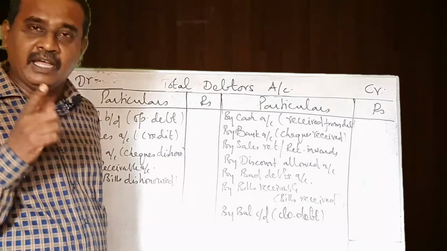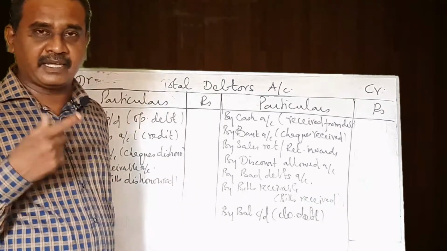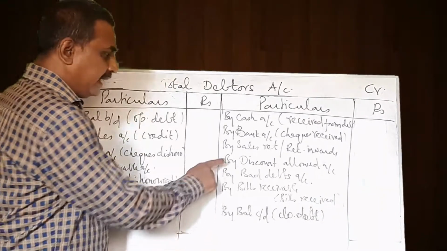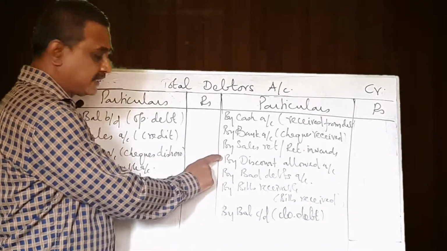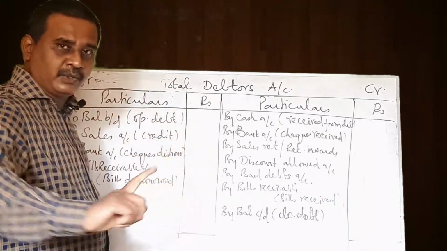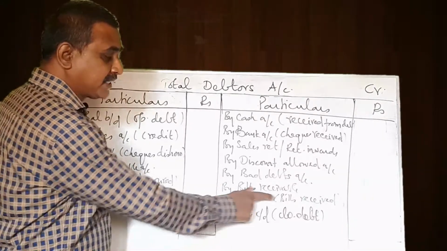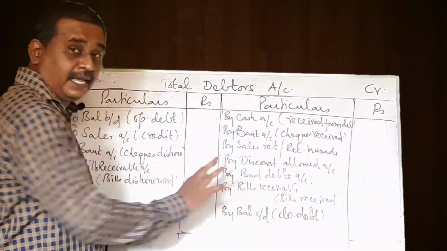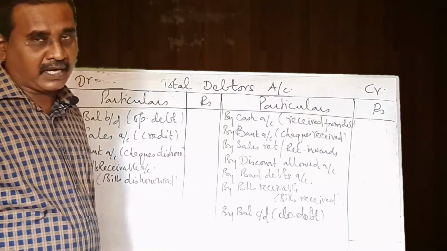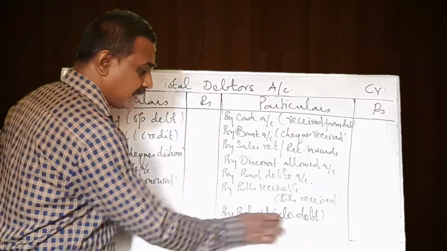Sometimes they may give returns inwards, sometimes they may give sales return. And discount allowed, it is a loss. Discount allowed account credited to the debtors account. Bad debts, bills receivable, bills received. Let me explain the bills receivable account in detail, and then the closing balance.